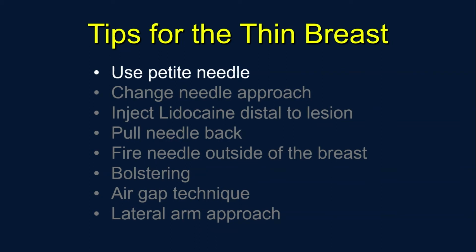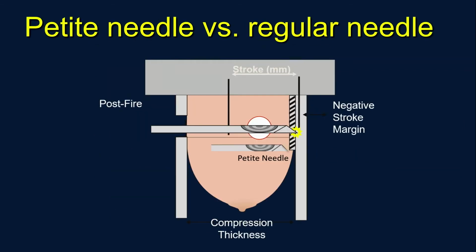So there are many possible solutions for the thin breast. One, you can try the petite needle. The petite needle has a shorter sample notch and a shorter dead space compared to the standard needle, so hopefully that reduces the length of the needle so you avoid exiting the breast and hitting the image receptor. Some companies even make it with a blunt tip and can do biopsy down to 2 centimeters thickness.